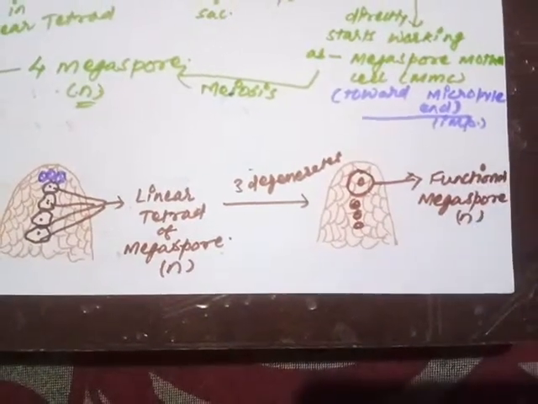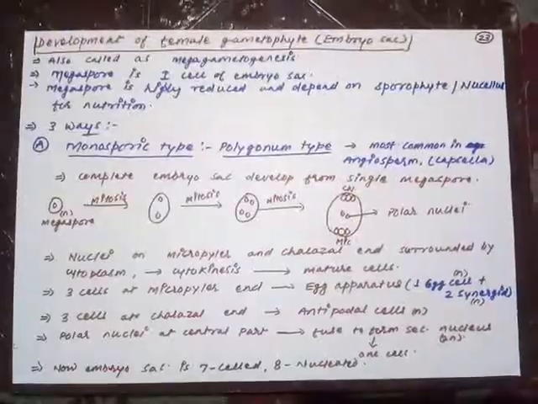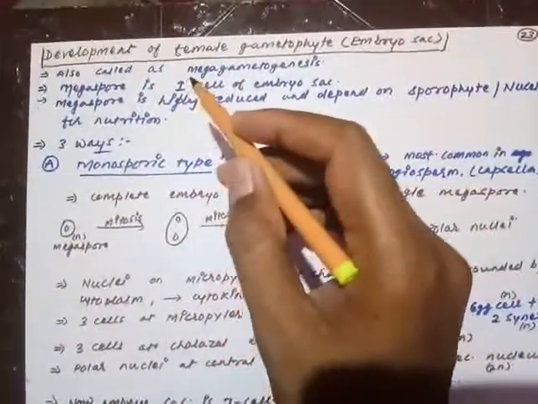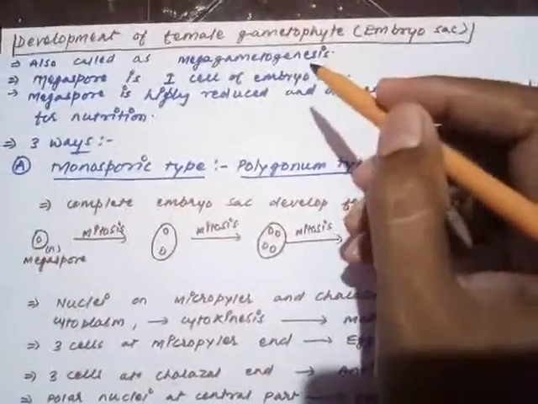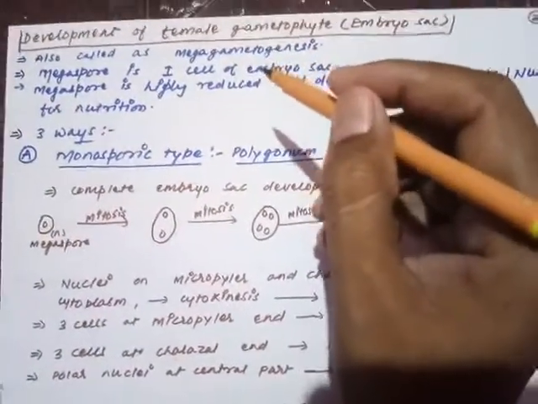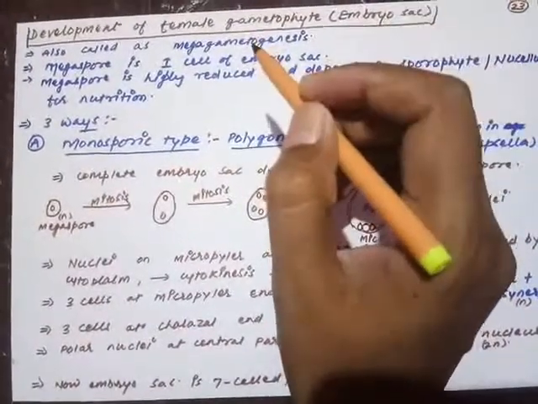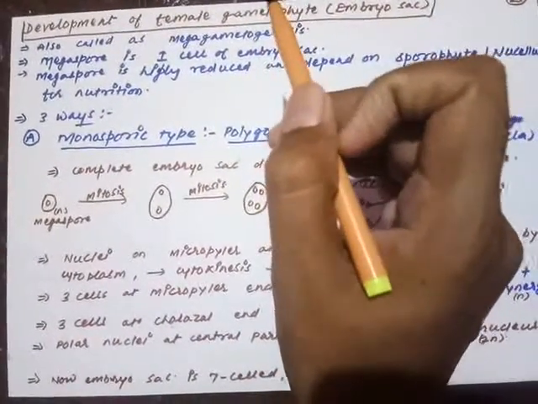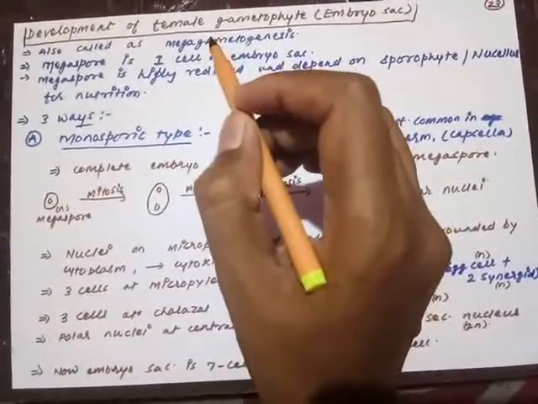So now we are moving toward how the female gametophyte is getting developed. We are continuing with the development of the female gametophyte. The female gametophyte is also called the embryo sac. This is a very important question, as per both NEET and CBSE exams: the development of the female gametophyte or embryo sac. Remember, the same question is there.